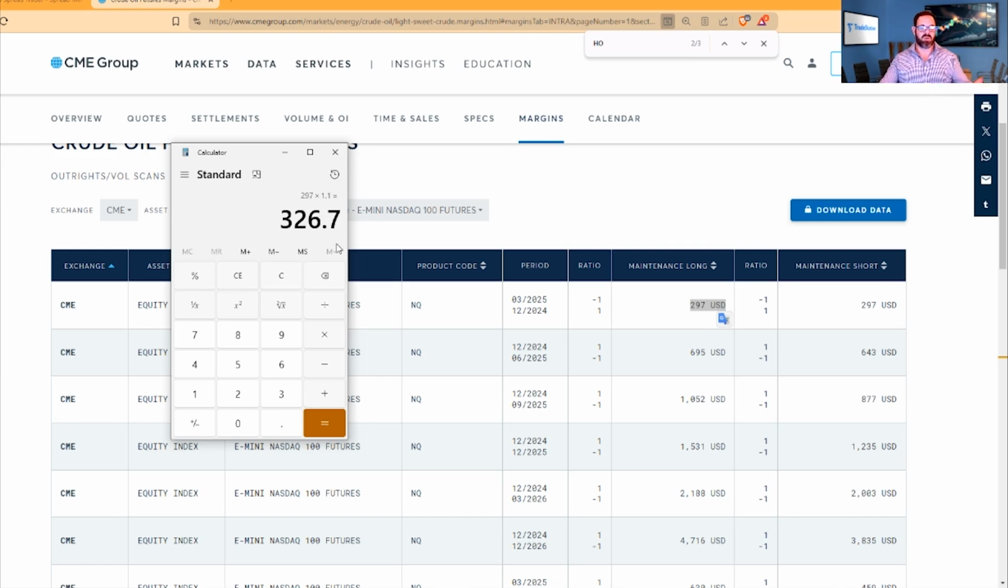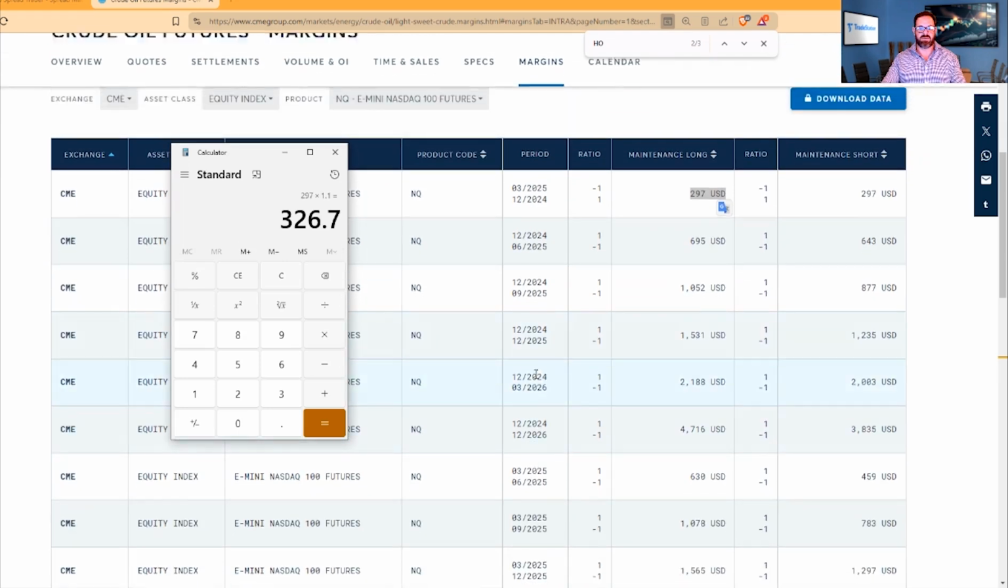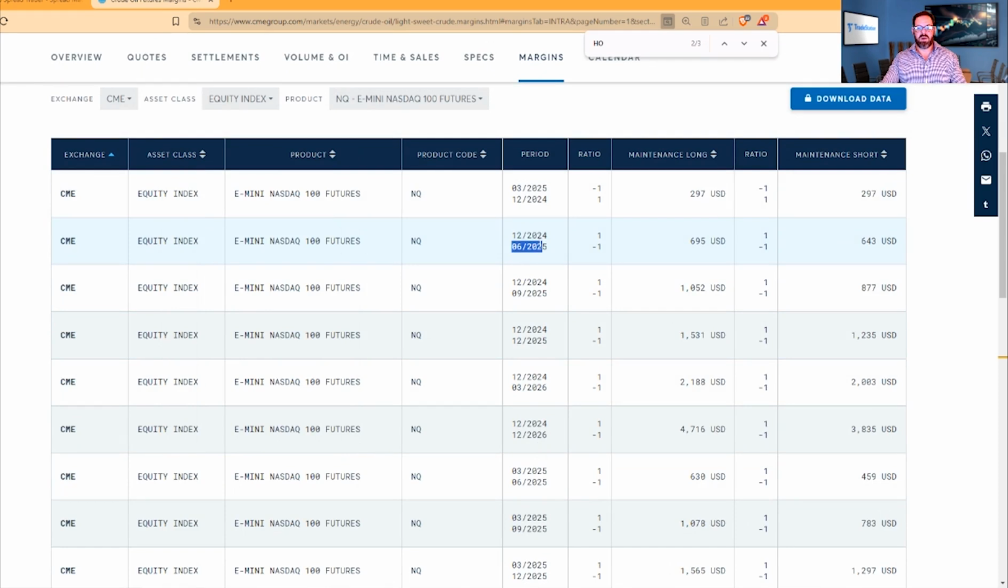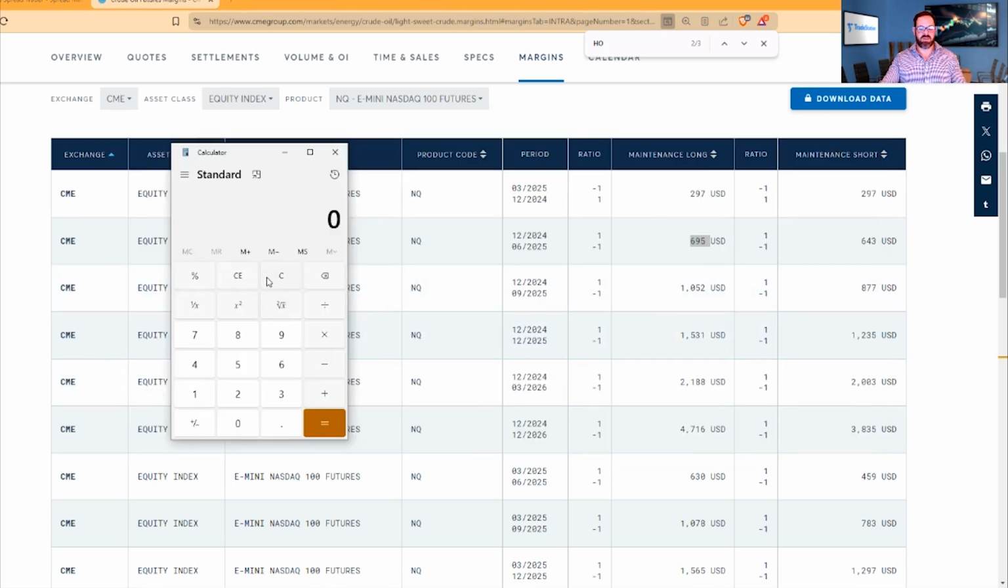If you want to go further out in time, you just find the correct dates you're looking for. So any time between 12/24 and June. Say we want to do the March versus June spread. Now that's $695. Oh, actually, yeah, we have to multiply that by 1.1. So to trade the March 2025 NASDAQ long and short the June 2025 NASDAQ, that's $764 margin versus $24,000 for just one NASDAQ contract overnight. So the margins are greatly reduced.